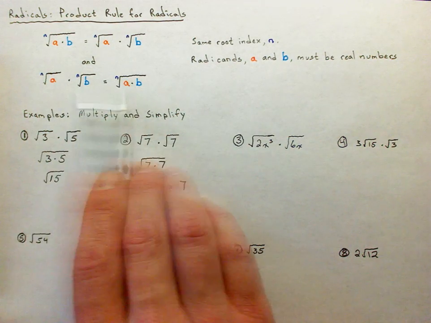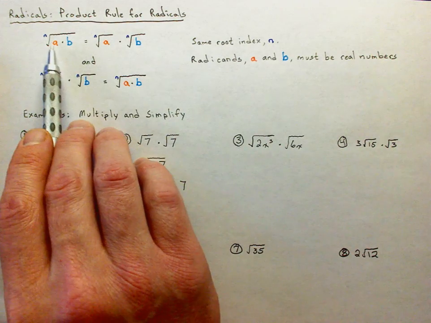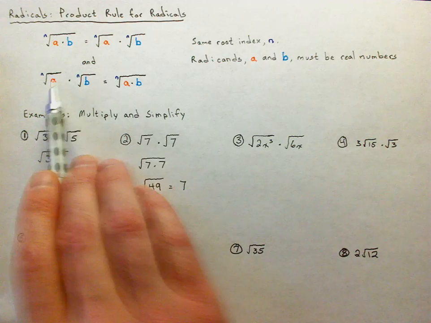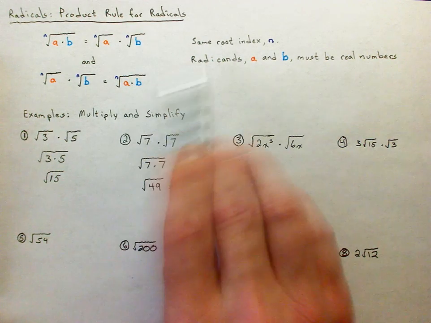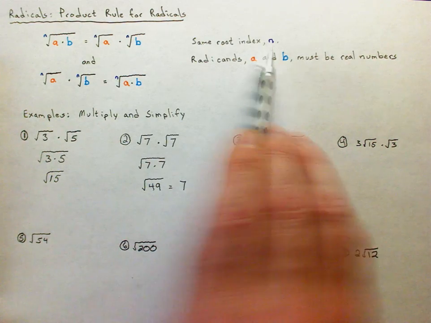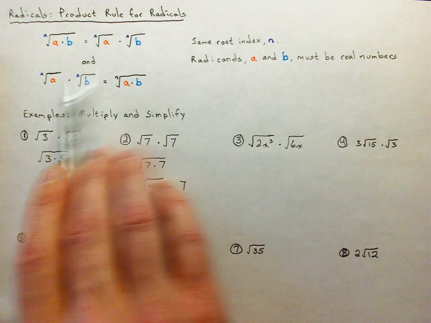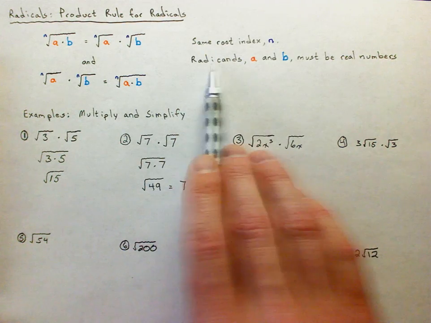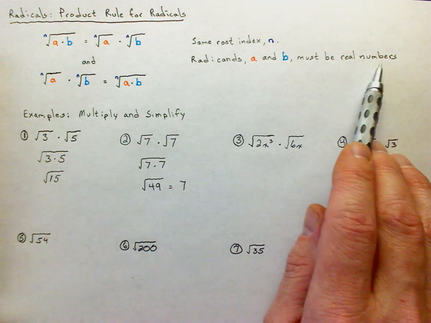These are the same, okay? This is saying that I take the radical and break it into two separate radicals. This is saying that I take two radicals and make them one. I must have the same root index n, so they all have to be square roots, or cube roots, or fourth roots. I can't intermingle the different roots. And my radicands A and B must be real numbers.